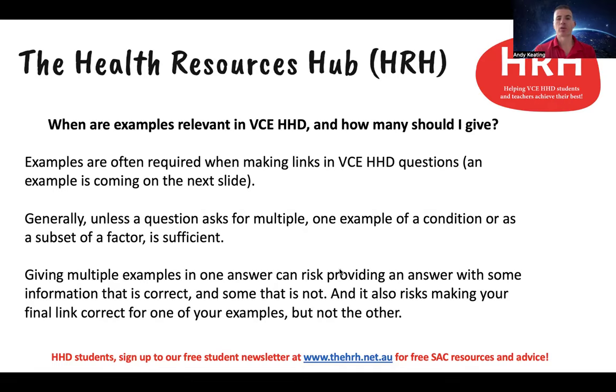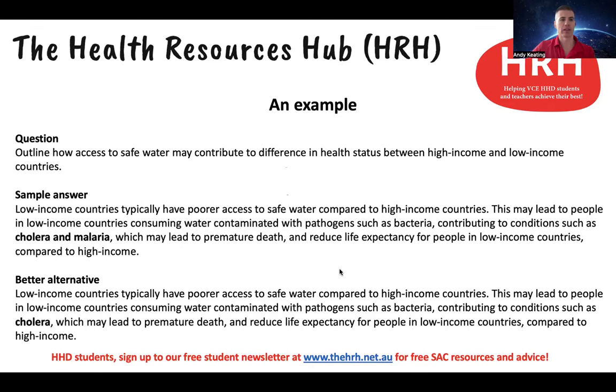If you give multiple examples of, say, conditions or even subsets of factors in an answer, then that can risk providing some information that is correct and some that is not correct. It might also risk making your final link correct for one of your examples, but not the other. And it can just create some confusion amongst markers when they're looking at your example and what you're trying to link to.